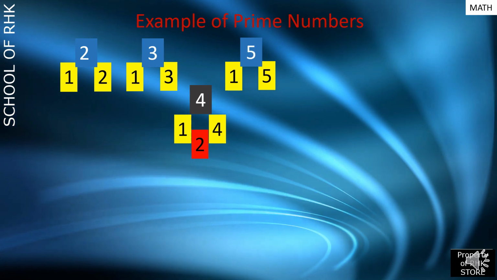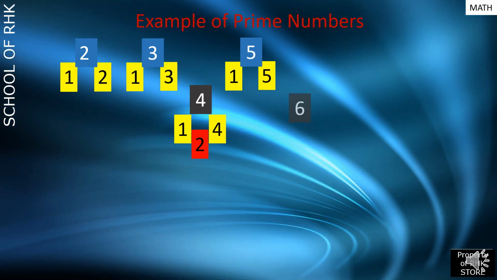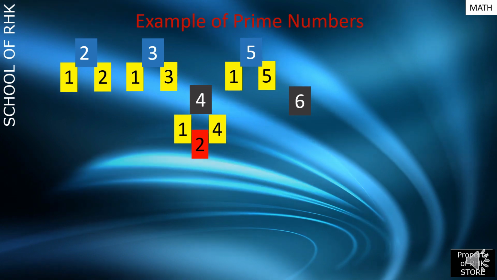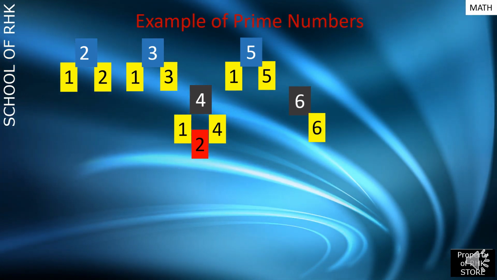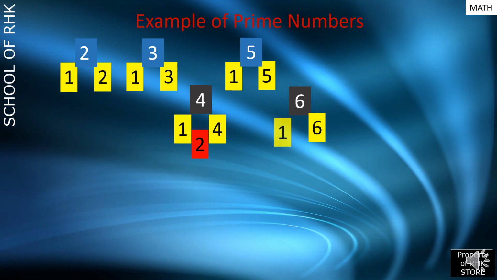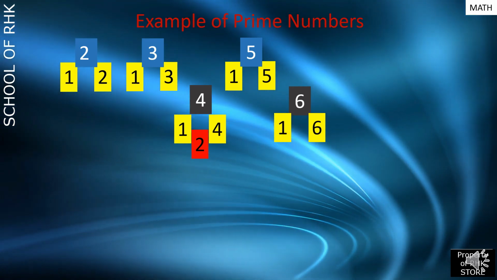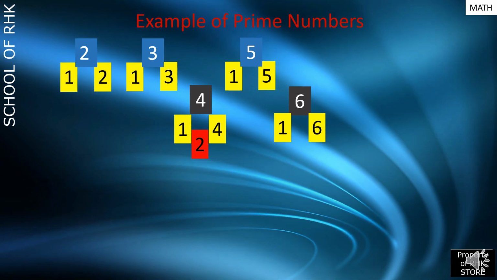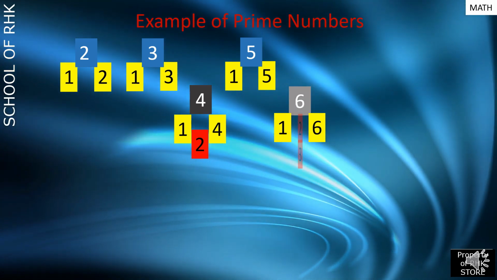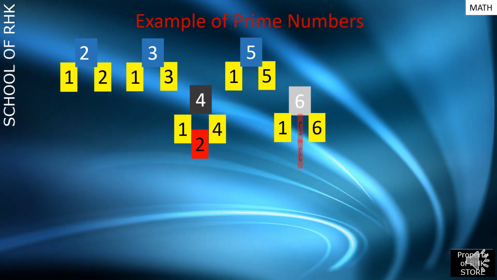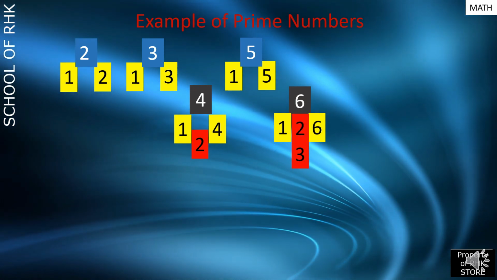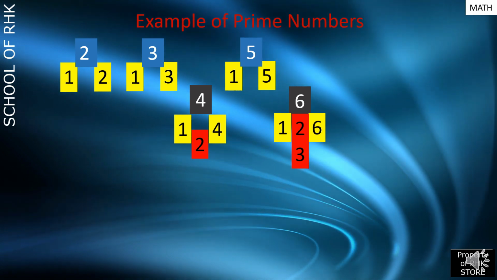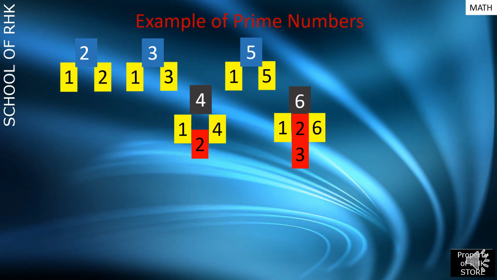The next number is 6. This is a positive integer. But dividing 6 by itself, that is 6 and 1. Apart from these two integers, 6 can be divided by 2 and 3. It will not end up with any remainder. So 6 is not a prime number.